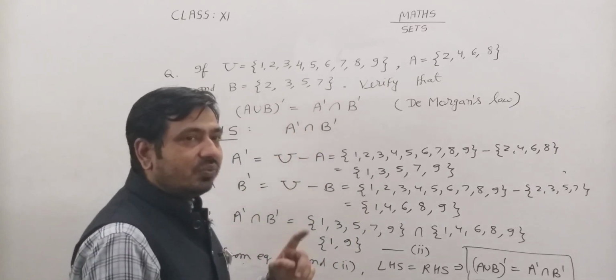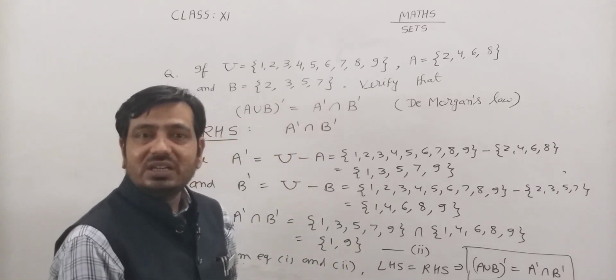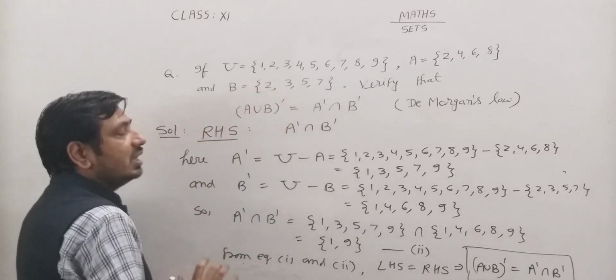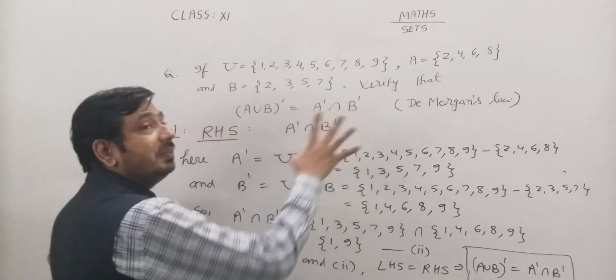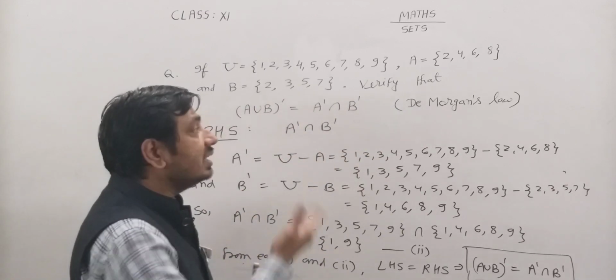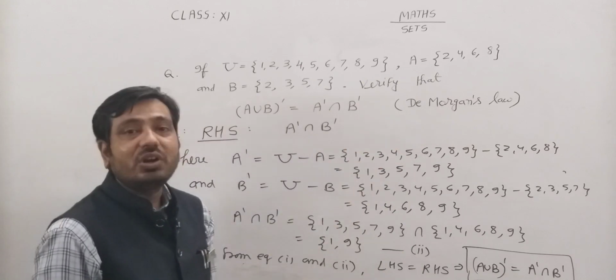Class, remember one more De Morgan's law is here. It means (A intersection B) whole dash is equal to A dash union B dash. In a similar way, you also attempt the second kind of De Morgan's law.